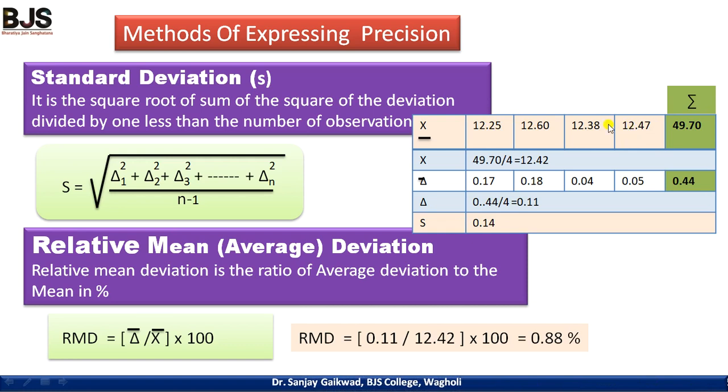If we compare these, then standard deviation can be converted into the relative mean deviation, and relative mean deviation is delta bar upon x bar into 100. For this example, it is 0.88% relative mean deviation.